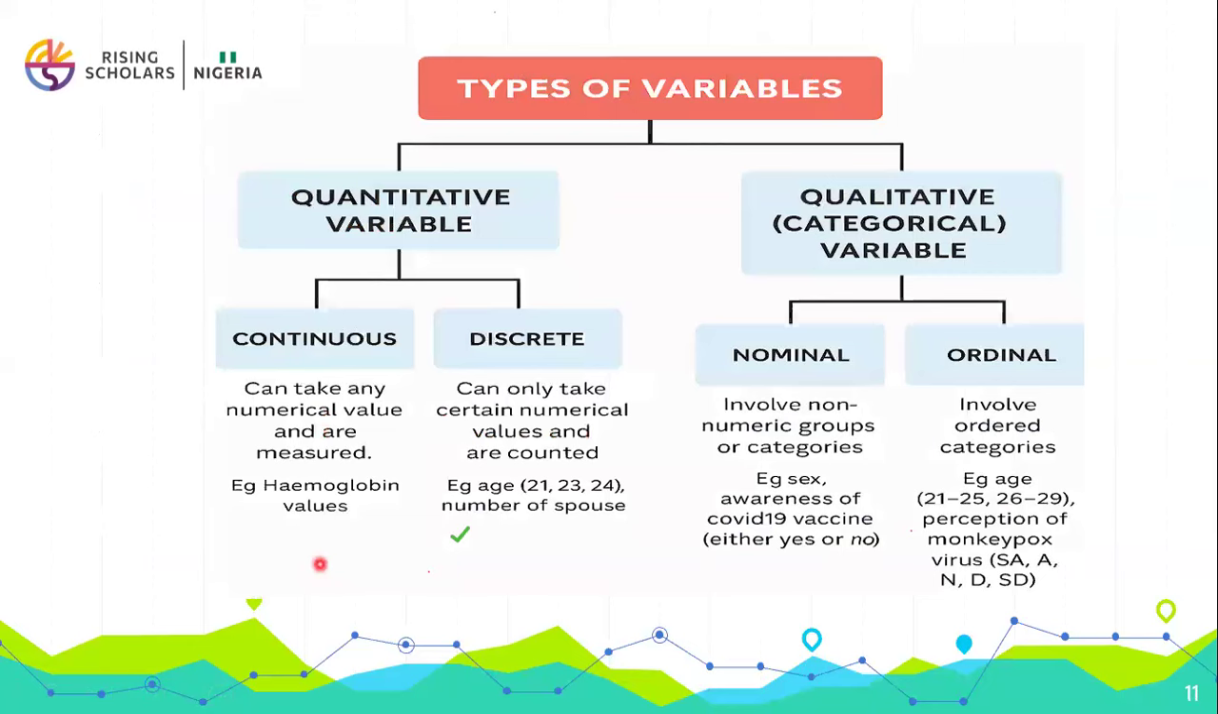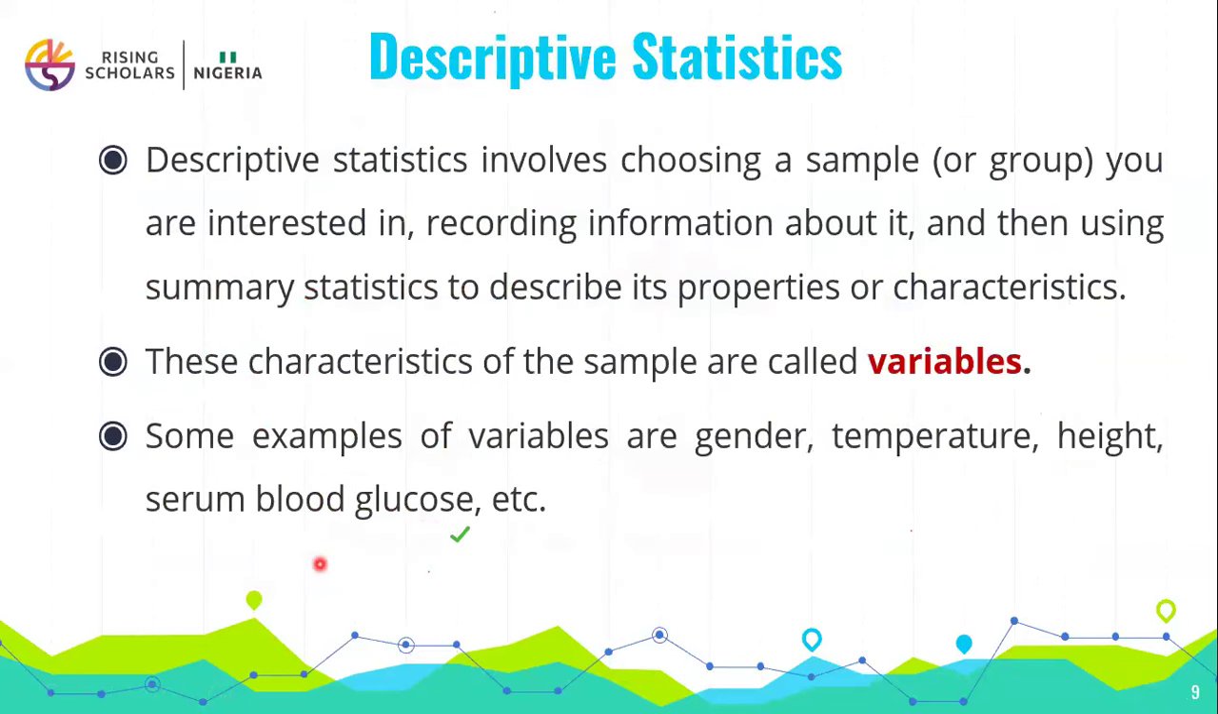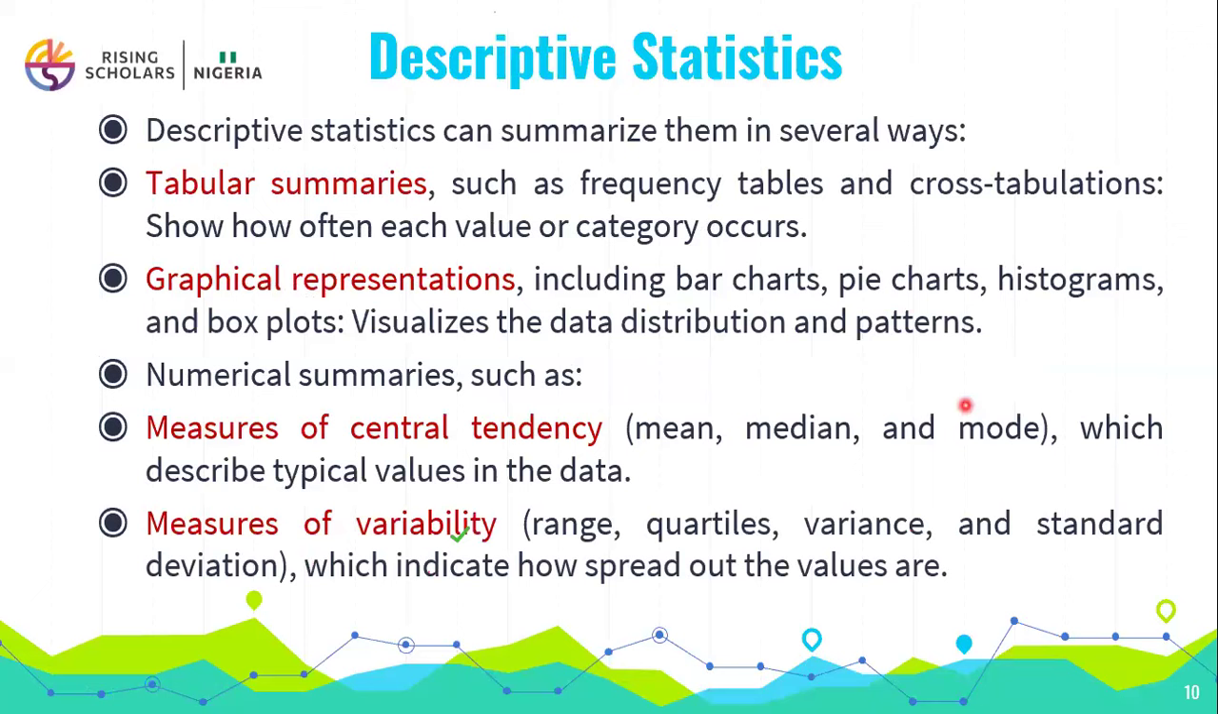So it's very important for us to understand types of variables in statistics. Variables, you could also say types of data. We said that the characteristics of our sample are called variables. They're also called data.